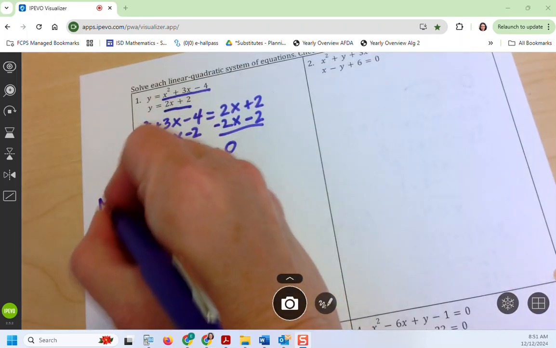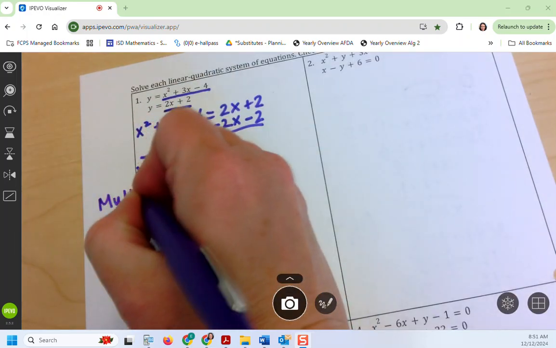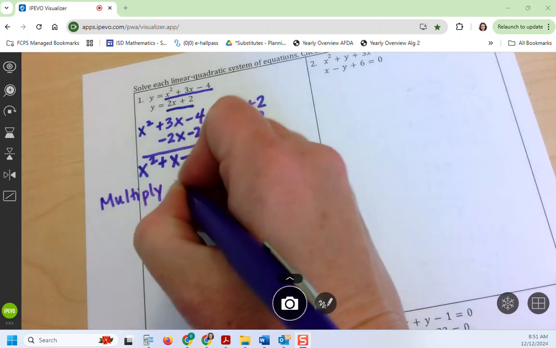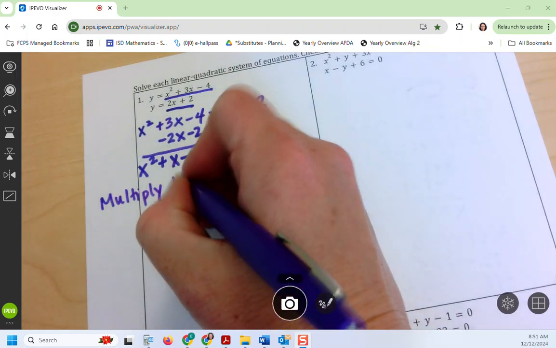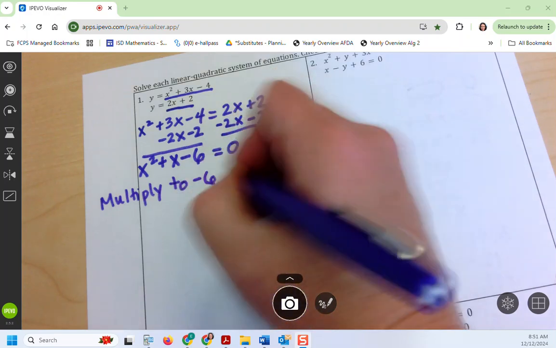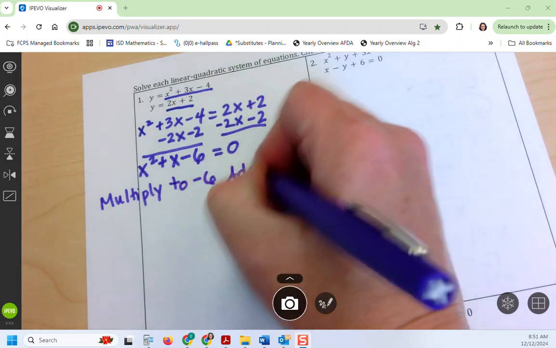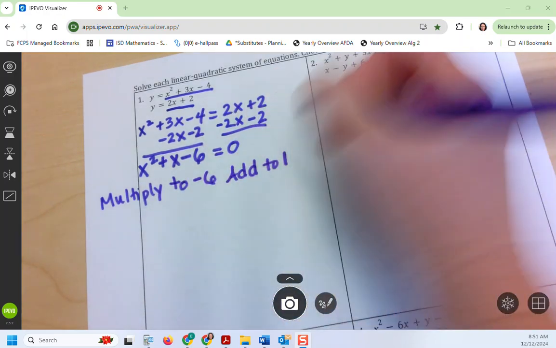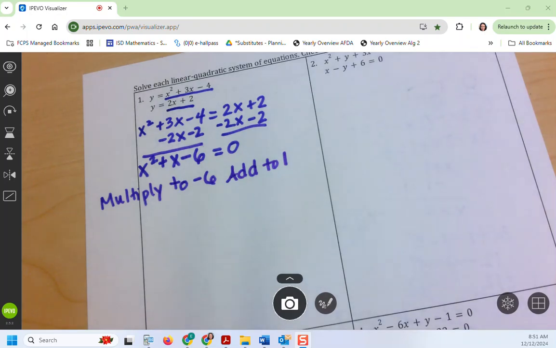All right, I need two numbers that multiply. Yes, it does have an exponent. We need two numbers that multiply to -6 and add to 1. Find those numbers and then factor it and solve it.